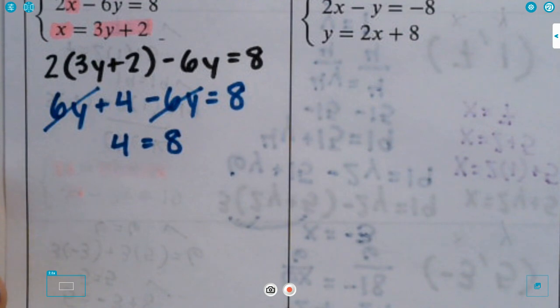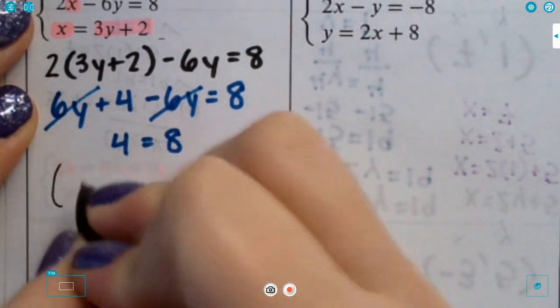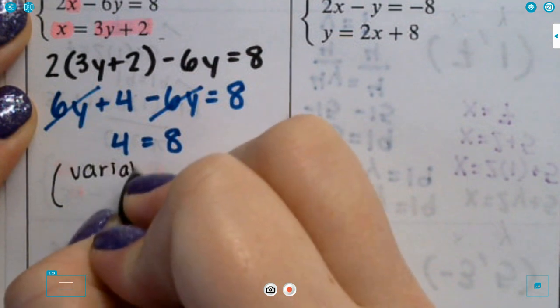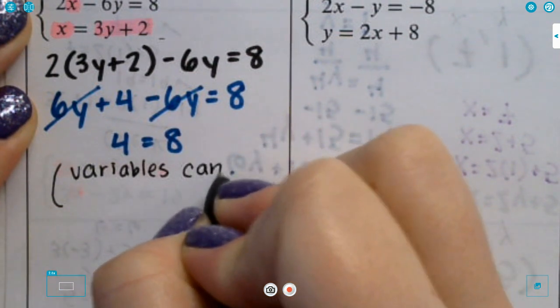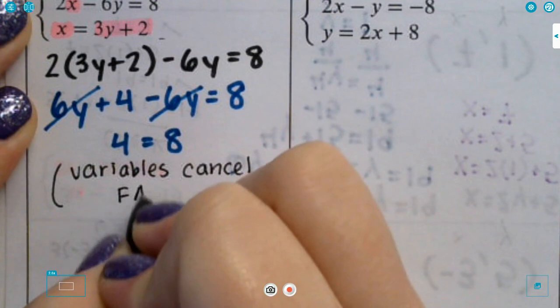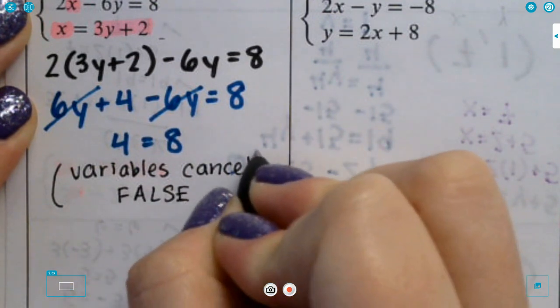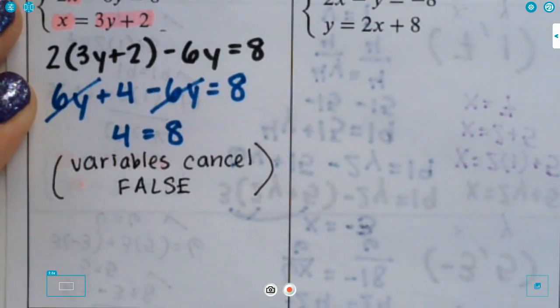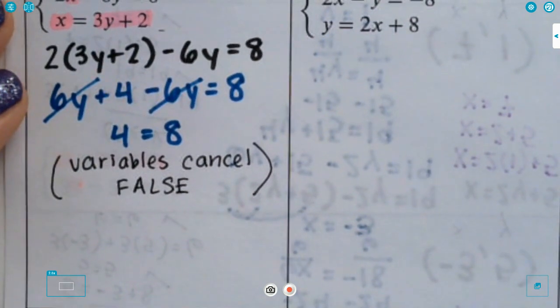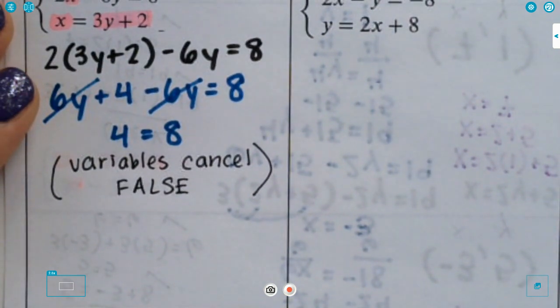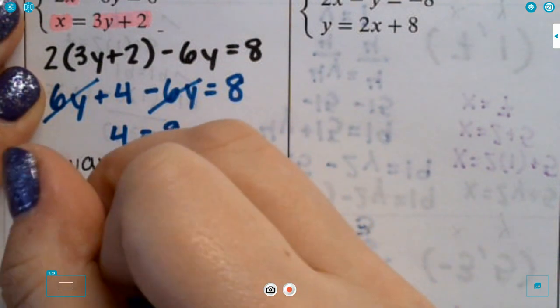Throwback all the way to unit 1. I think this was like 1.5, 1.6, something like that. If our variables cancel out and we are left with something that is false, I'm going to write a little note of what's happened. Variables have canceled, and we are left with something false. I'm putting it in parentheses because those are just notes. It's not what you write as the answer. Our answer is that we have no solution.